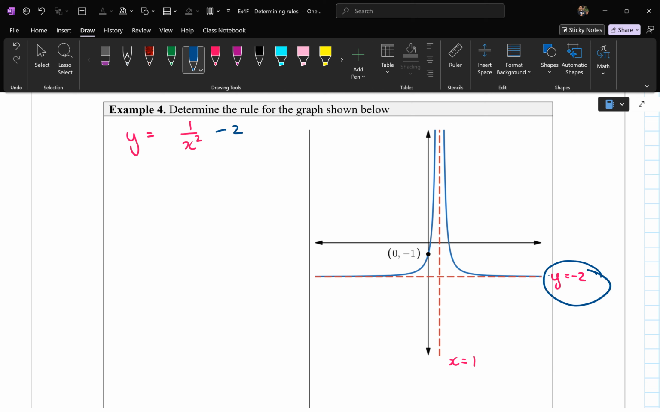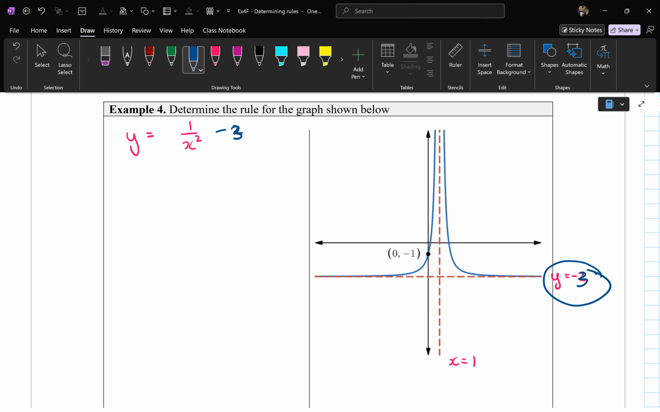Wait, did I do that wrong? Oh, wait. My numbers are all wrong. Should be -3. Sorry, my bad. It should be -3. So we've got 1 on x squared, minus 3.